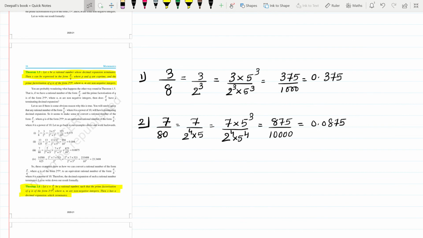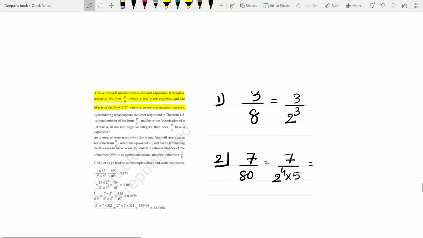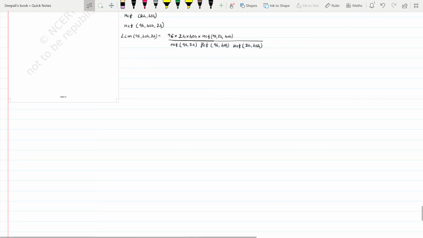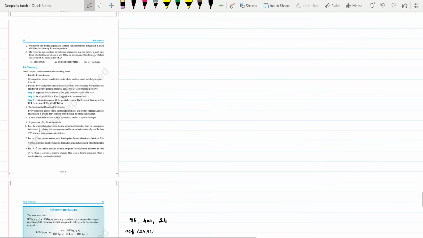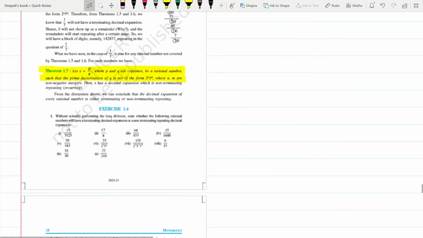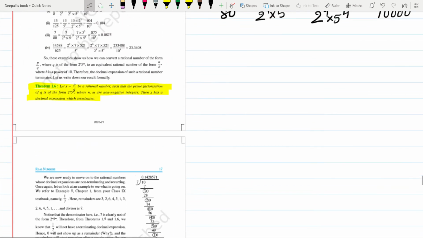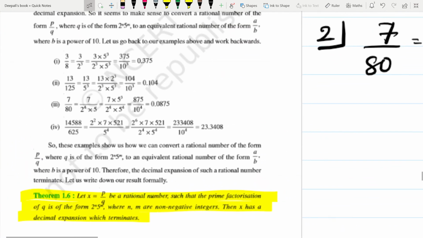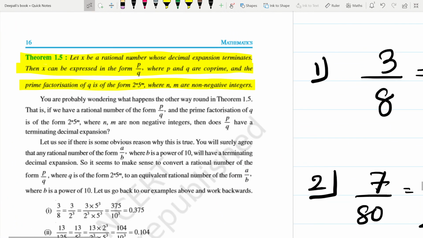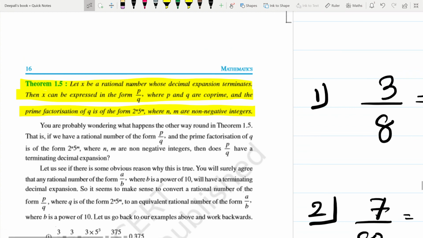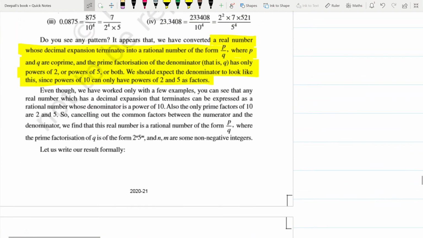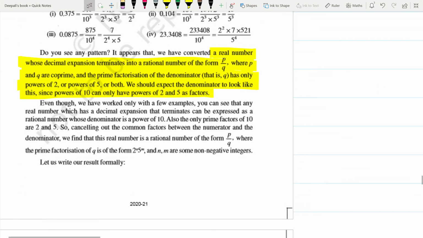I suppose this topic of this chapter is clear. Now you would be able to do exercise 1.2. We will be meeting again with the next topic, that is irrational numbers, or proving certain numbers as irrational.